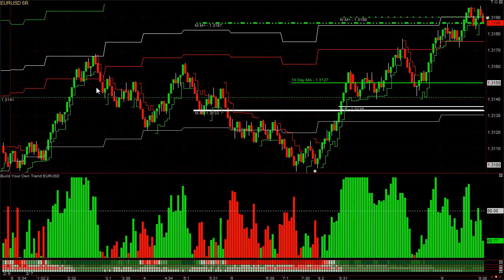When you're done, you have a range chart, which I've explained hundreds of times in other videos. Instead of a time-based chart, in this case it's 6 pips per bar. Every time it moves 6 pips, there's a new bar. You can see on this red bar right here, it opened up, went up a pip, and then came back down 6 pips, and that's the end of that bar.